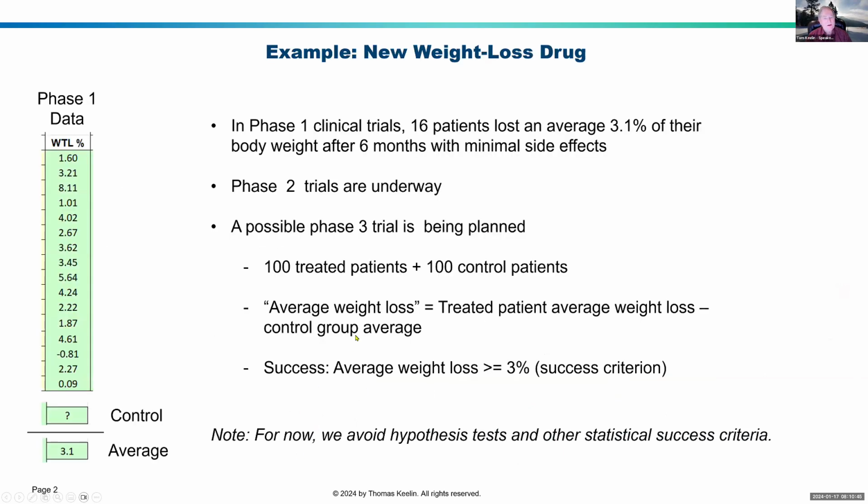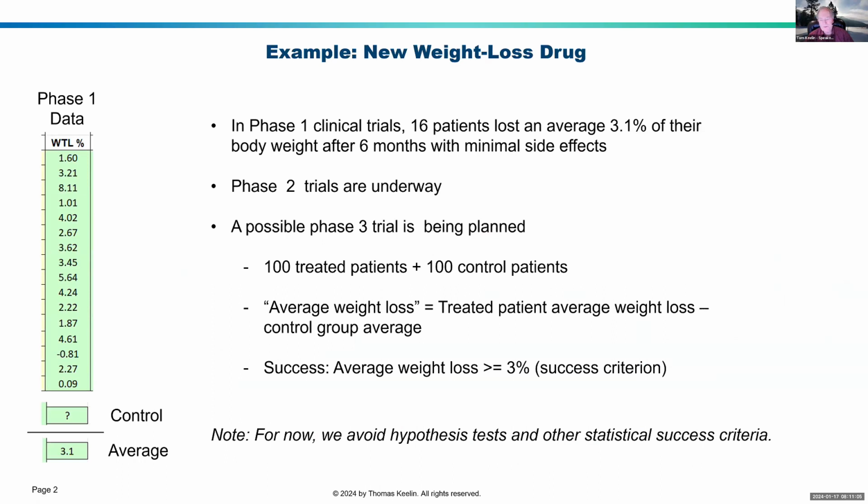So the example we came up with, and this was Eric's suggestion, I think it's a really terrific, clean, simple example where we can actually look at derivation of probability of success. This is going to be a new weight loss drug in phase 1 clinical trials. 16 patients lost an average of 3.1% of their body weight.